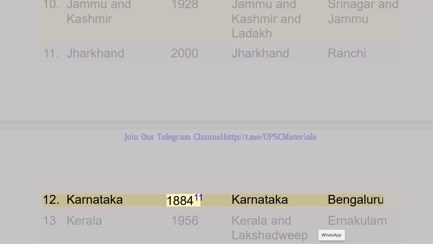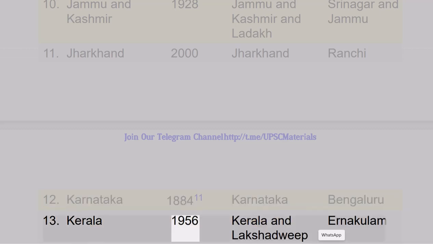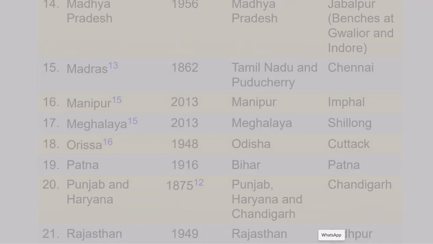12. Karnataka, 1884. Karnataka, Bengaluru. 13. Kerala, 1956. Kerala and Lakshadweep, Ernakulam. 14. Madhya Pradesh, 1956. Madhya Pradesh, Jabalpur, benches at Gwalior and Indore. 15. Madras, 1862. Tamil Nadu and Puducherry, Chennai.